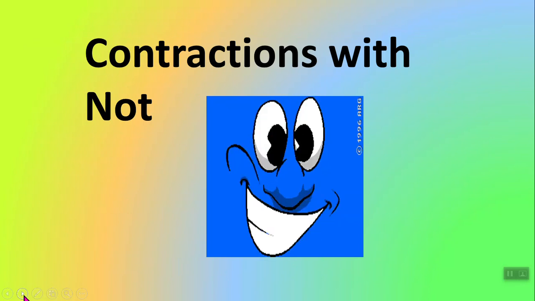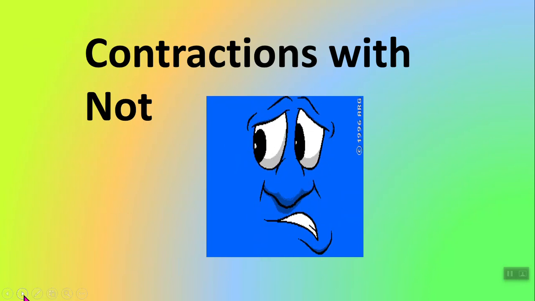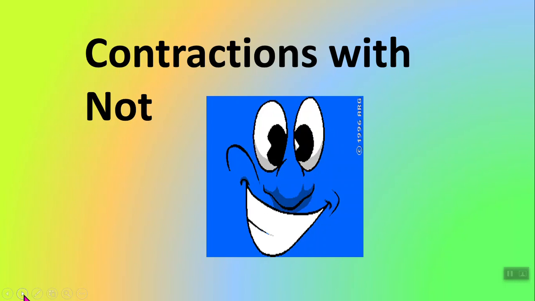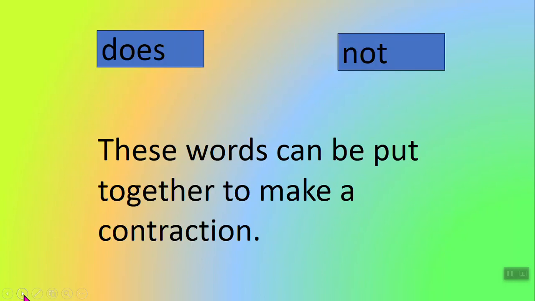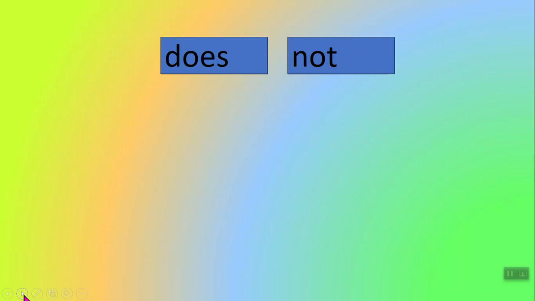So what are contractions with not? What is a contraction? A contraction is a shortened form of two words. It is a short way to put two words together. Let us look at some contractions. Does not. Now these are two words and we can put these together to make a contraction. Let us see how to do it.